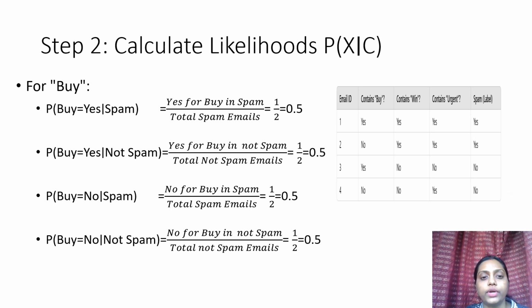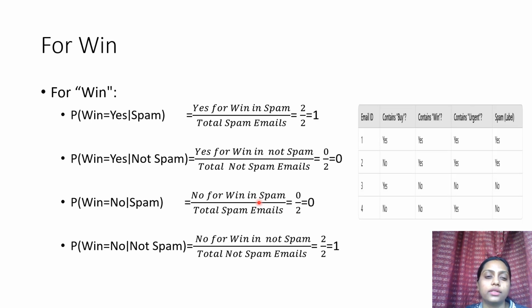In the same way, we have calculated the likelihoods of the other features. If we calculate for win also, we get these values. For win in the spam message, the value is 2 by 2, which equals 1. Why? Because in the win condition this is yes, spam is yes, and this is yes, spam is yes. That means there are 2 out of 2 cases where the mail is spam as well as the win condition is yes.